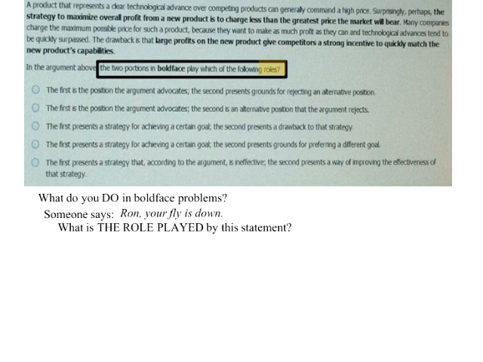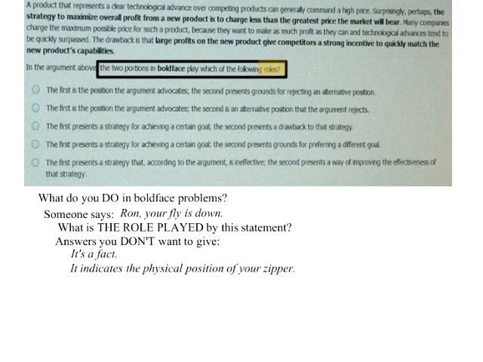So, answers you don't want to give here. I'm assuming you know, your fly is down, and you're supposed to zip the thing up, right? What you don't want to give here, KT is coming a little bit closer to the mark, is "oh, it's a fact." You definitely don't want to give "it indicates the physical position of your zipper." You don't want anything like that. And it's also not a conclusion, because you're not trying to prove it, or that's not the point of your argument.